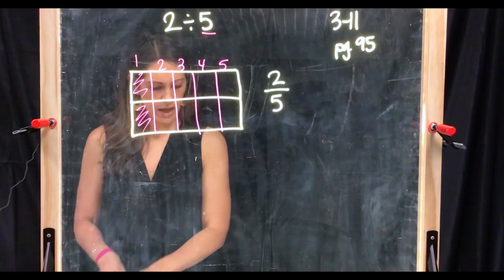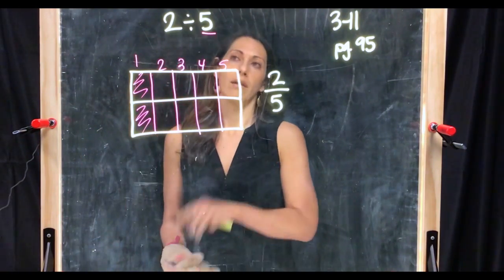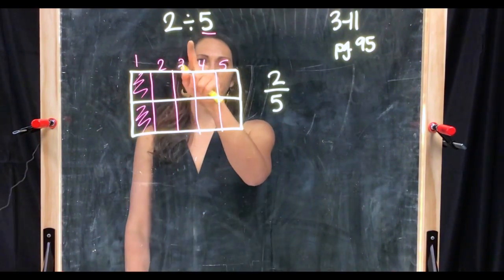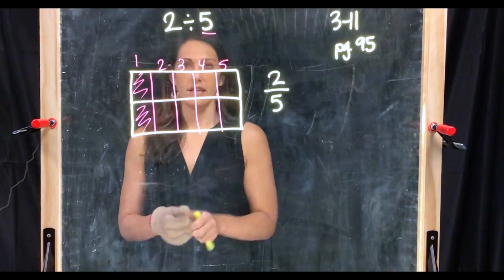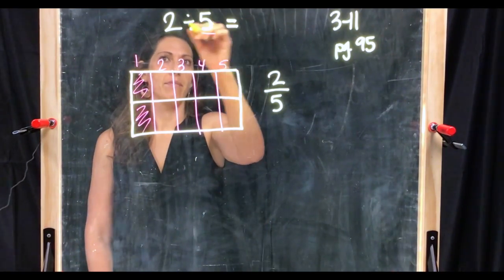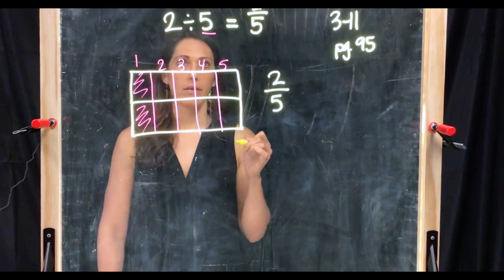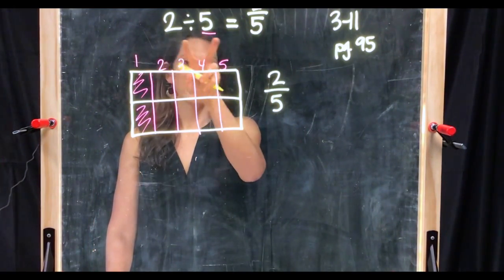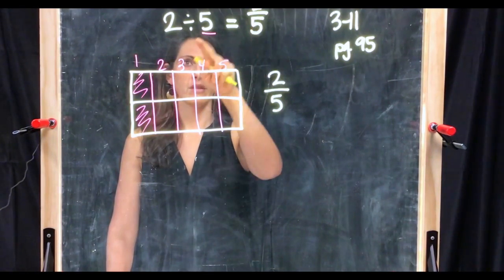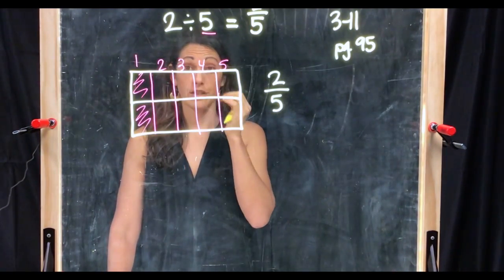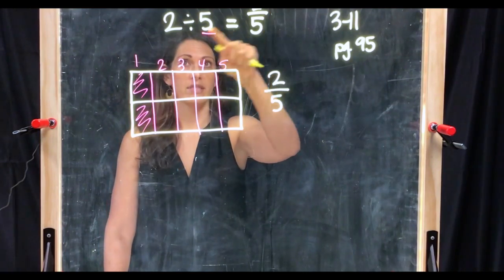Okay, let's take a look at number 2. So before I do that, looking at 2 divided by 5, this is the same as making that the numerator and that denominator, okay? So anytime you have 2 whole numbers like that, the first one will be the numerator, the second one will be the denominator in a fraction, okay? And that fraction bar is the same as division.